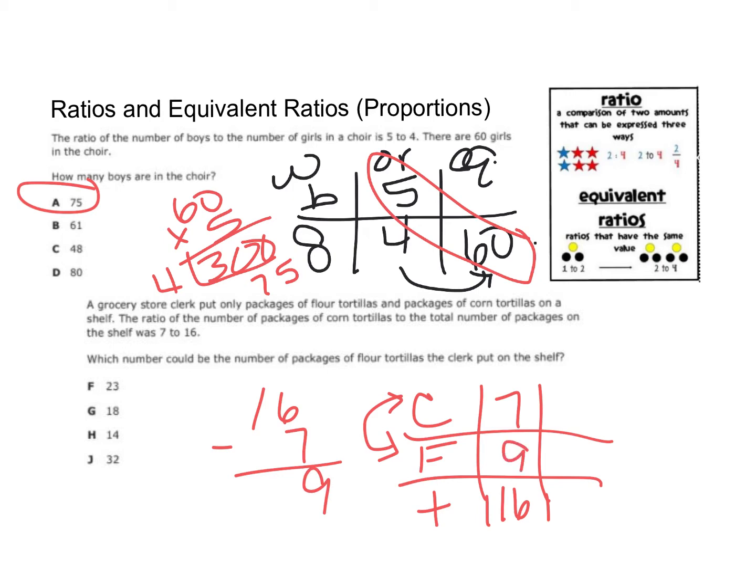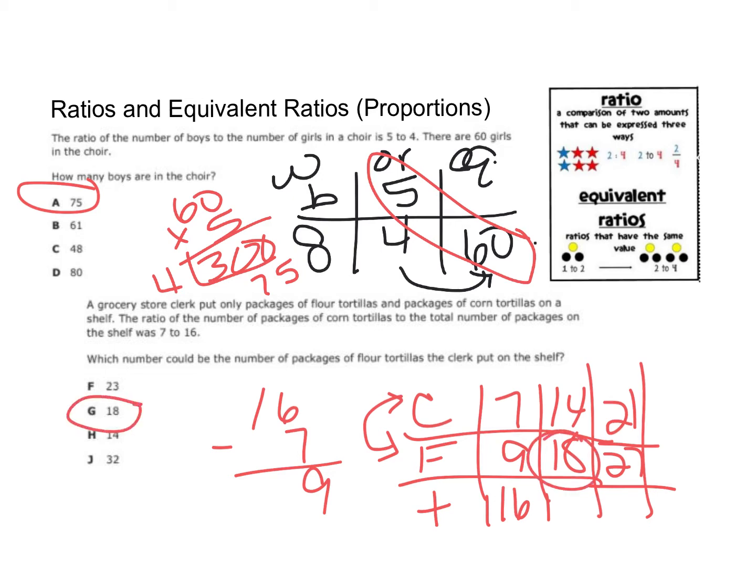So now they want to know what could be the number of corn tortillas. So what you do here is you just continue the pattern. So it'll be 7, 14, and times 2 will give you 18. 7 times 3 will give you 21. 9 times 3 is 27. And you keep going until you see something here. So in this case, I have 18 here. So that means that's my letter G, because that's the next one for times 2.